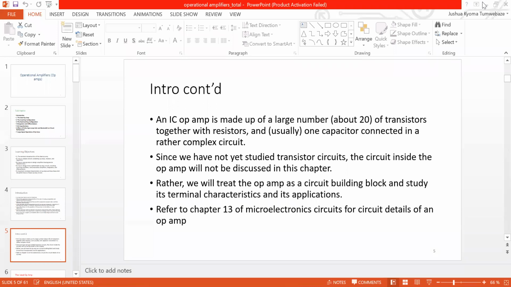But if you want to look inside the op amp, you can look at chapter 13 of Microelectronic Circuits. I think this is the 7th edition, so it will vary depending on the edition which you have.